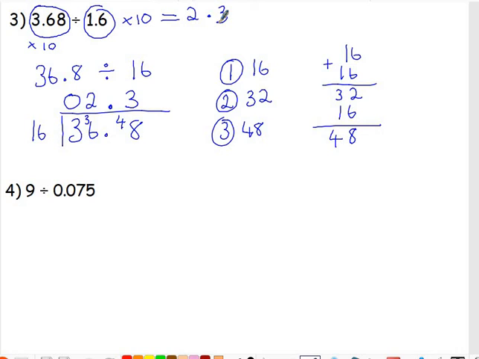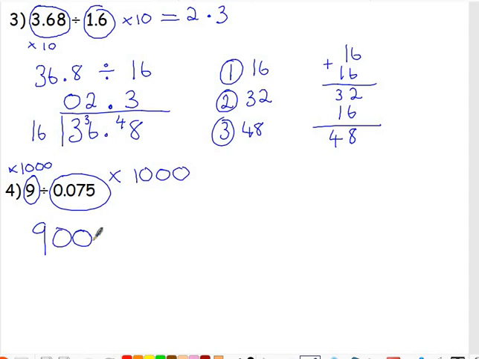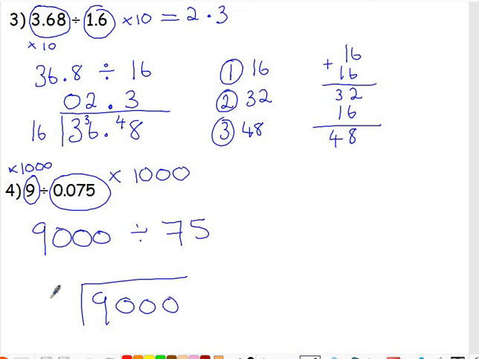Final question then. 9 divided by 0.075. Well, in order to make this number a whole number, we need to multiply by 1,000. Doing that on the other side, again we need to multiply the 9 by 1,000. 9 times 1,000 is 9,000 divided by 75. Bus stop, 9,000 goes in, and it's being divided by 75. This time, down the side, you may want to do your 75 times table to help you. I would highly advise you doing this.